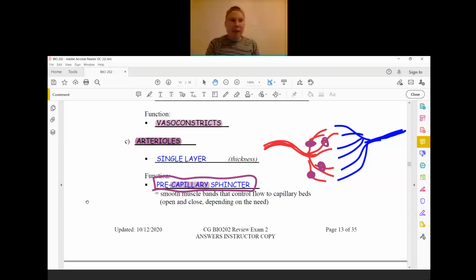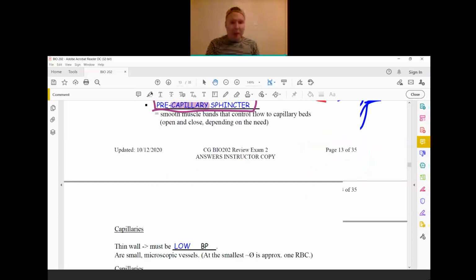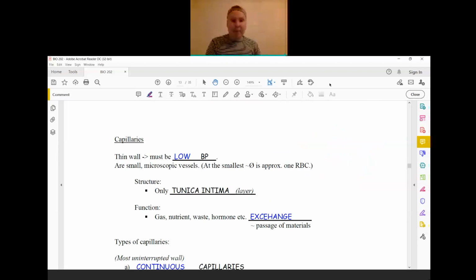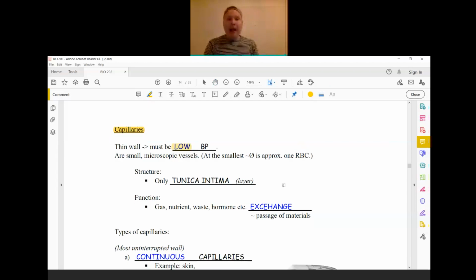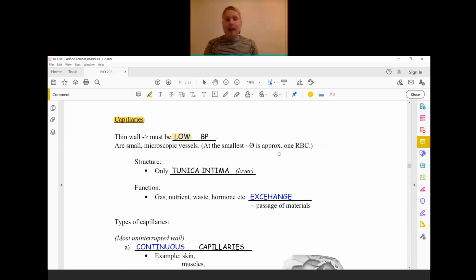Okay, next we're going to talk about the capillaries. Capillaries are the smallest and thinnest blood vessels in the body. So there needs to be a very, very low blood pressure there. Their thin wall would otherwise explode if the pressure was very high. Tunica intima is the only layer that you find there.